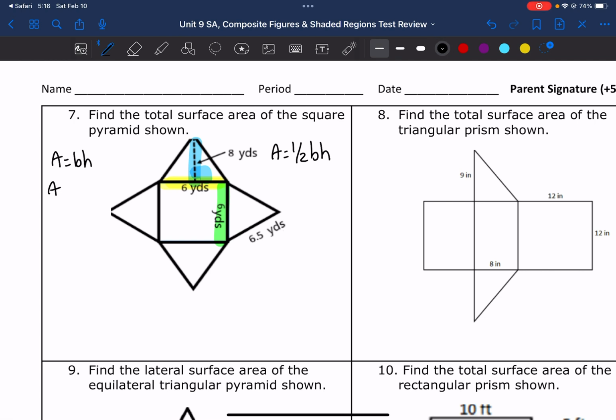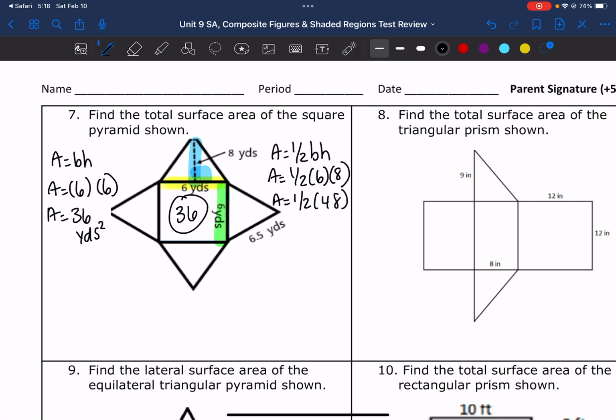So we have all the things that we need. We're going to go ahead and solve. So area is equal to base times height. Base of the square is 6. Height is 6. That means we're going to have 36 for the square, okay? And this is yards squared. Now let's look at the triangle. So again, 1/2, I know the base is 6 and the height is 8. I know that 6 times 8 is going to be 48. And I know that half of 48 is going to be 24 yards squared, okay?